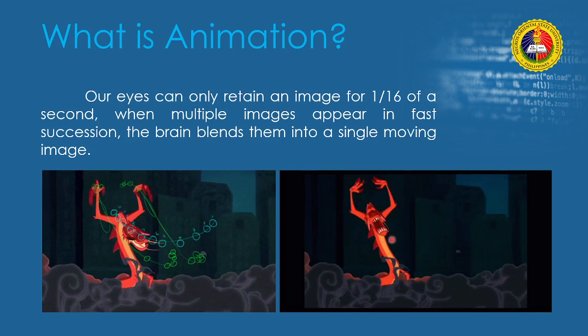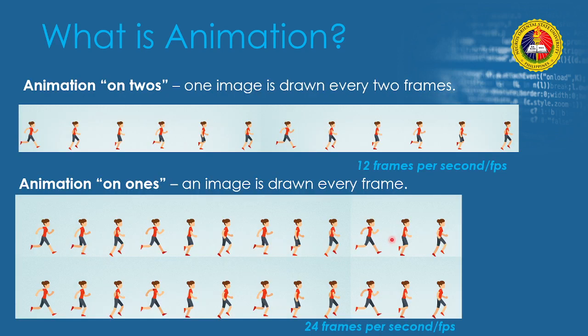All right? So it's basically the same concept as the flip phone. There are two types of animation, or at least two ways animators create an animation. First is animation on twos. When we say animation on twos, one image is drawn every two frames. For example, there are 24 frames in 1 second. That means the animator will draw only 12 frames, 12 pictures to provide 1 second.